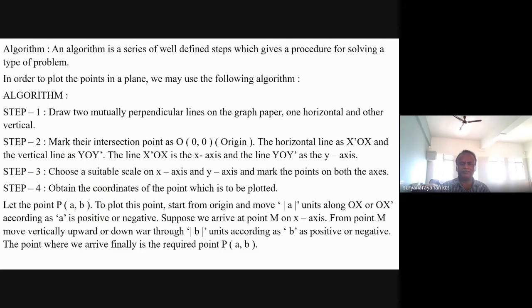Okay, my children. We will discuss it practically. I will take a graph sheet and I will show you how to plot points on the graph sheet. Okay, my children.